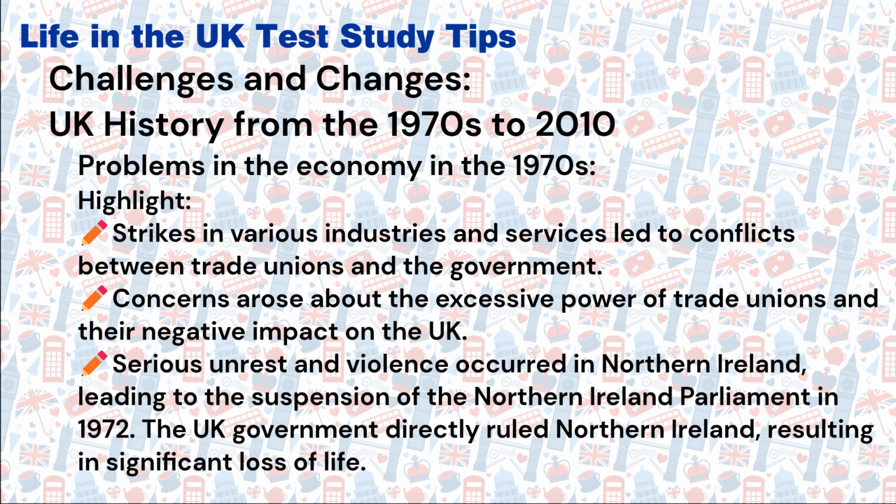Strikes in various industries and services led to conflicts between trade unions and the government. Concerns arose about the excessive power of trade unions and their negative impact on the UK. Serious unrest and violence occurred in Northern Ireland, leading to the suspension of the Northern Ireland Parliament in 1972. The UK government directly ruled Northern Ireland, resulting in significant loss of life.